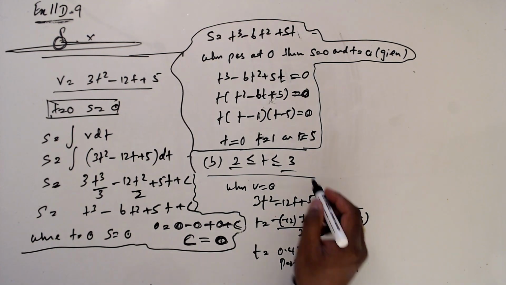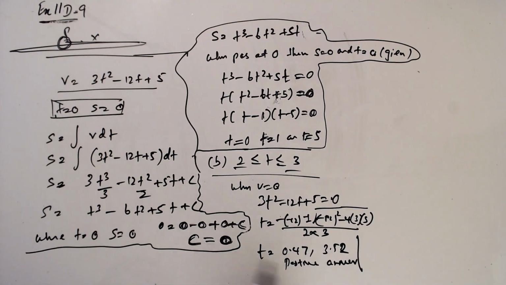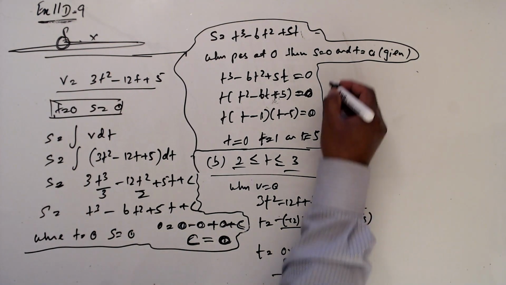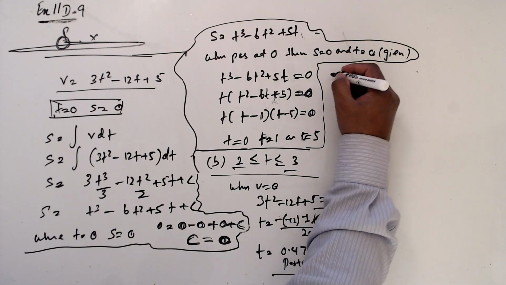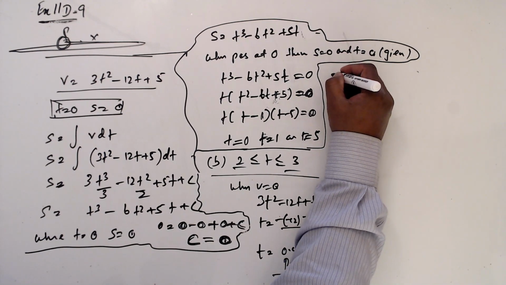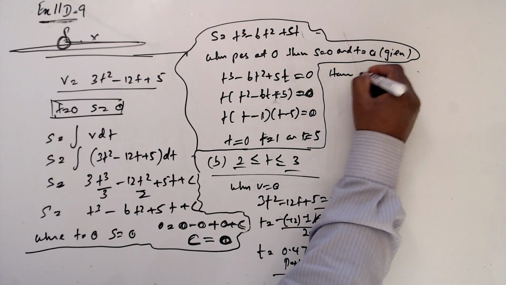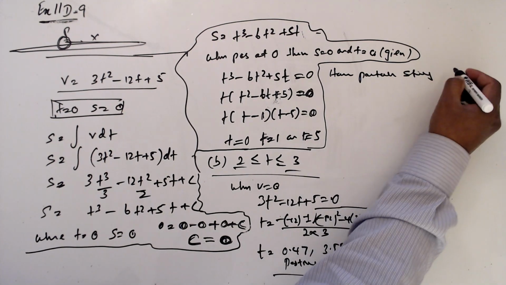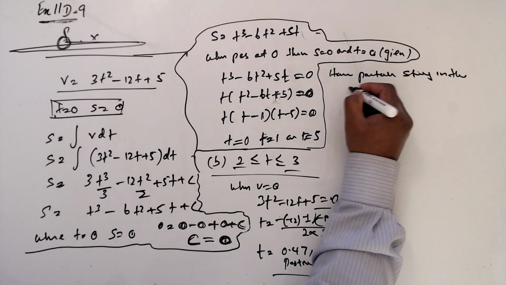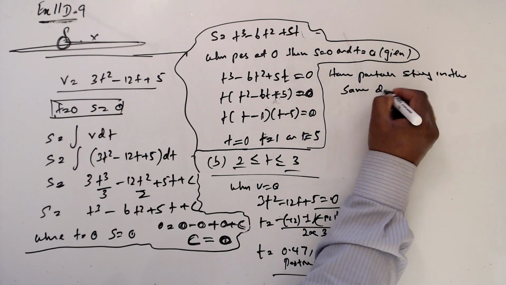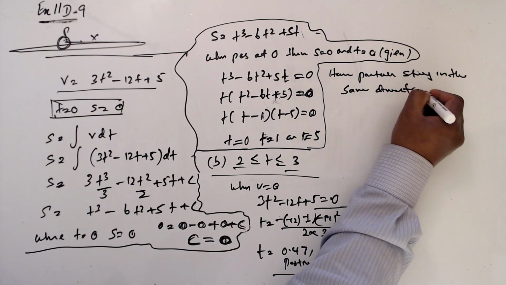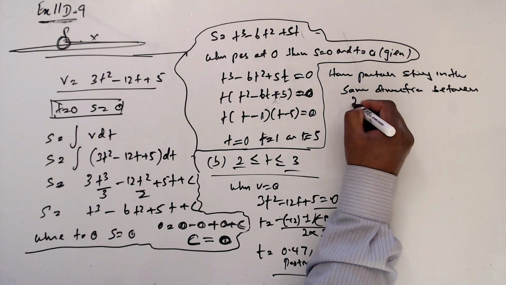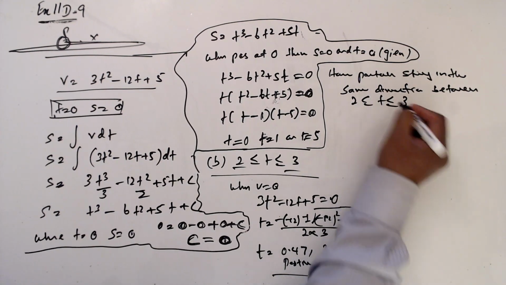It means the direction is still the same, so the particle does not turn around. Hence, the particle stays in the same direction between t equals 2 and t equals 3.